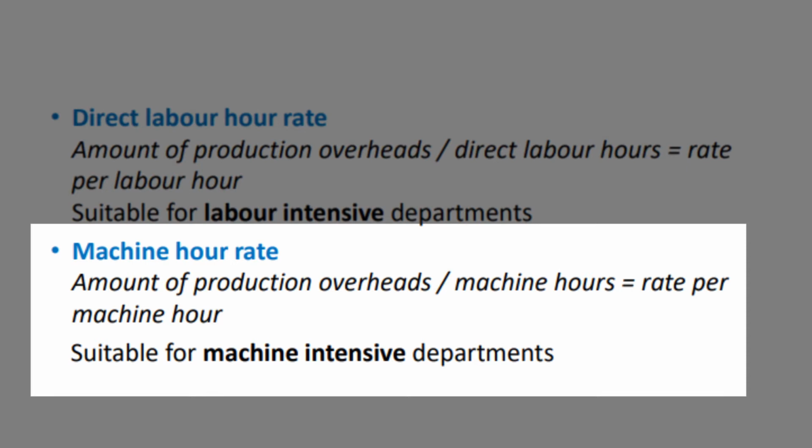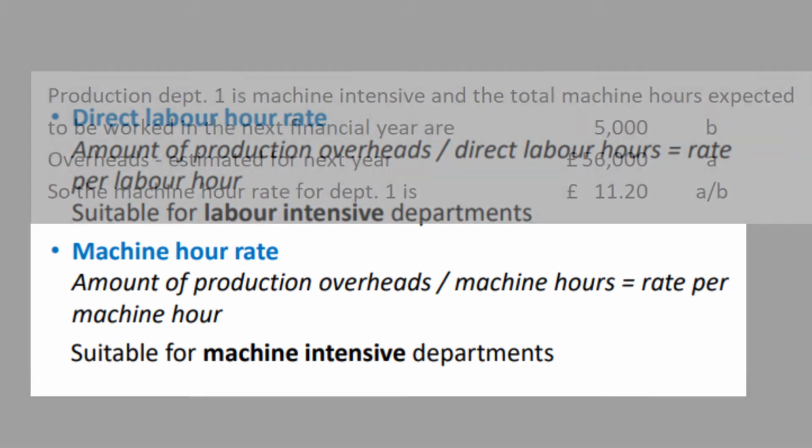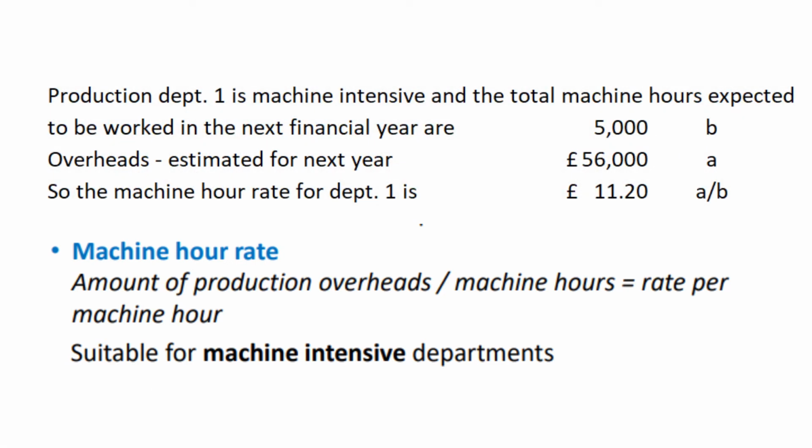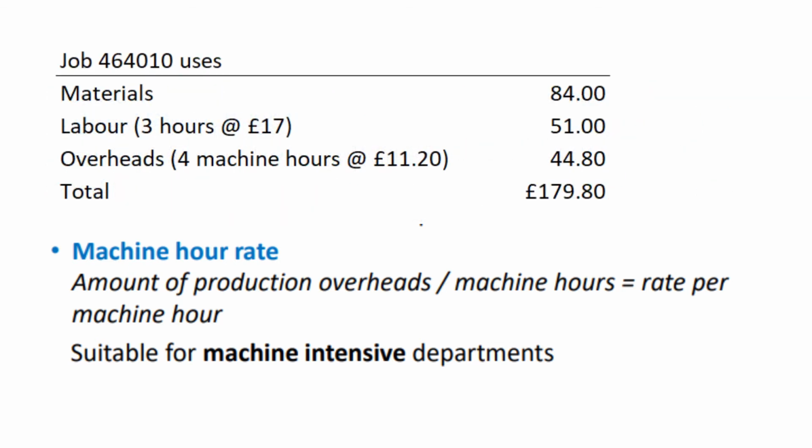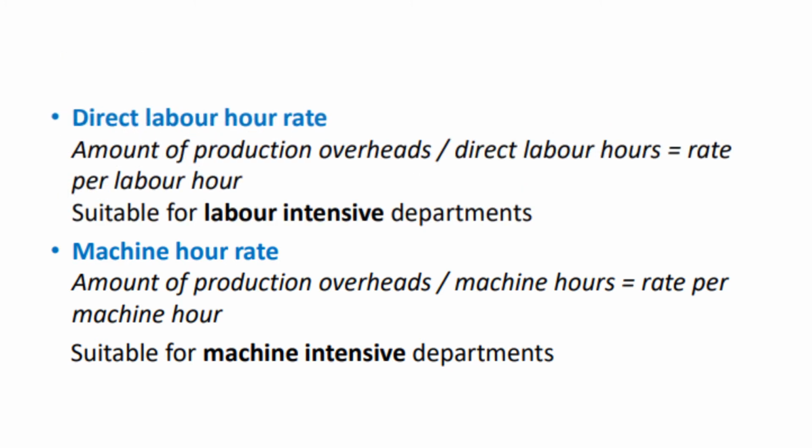So we need to estimate the total machine hours that will be worked in each production department. So if the total machine hours budgeted for a department are 5,000 and the total budgeted overheads charged to that department are £56,000, the machine hour rate will be 56,000 divided by 5,000, which is £11.20 per machine hour. The machine hour rate is applied in the same way as the direct labour hour rate. If a job requires the use of 4 machine hours, the extra charge to cover overheads will be 4 times £11.20, which is £44.80. So which method should be used?